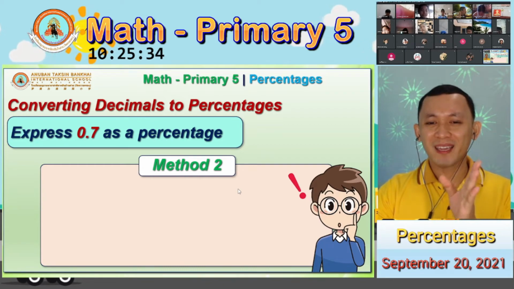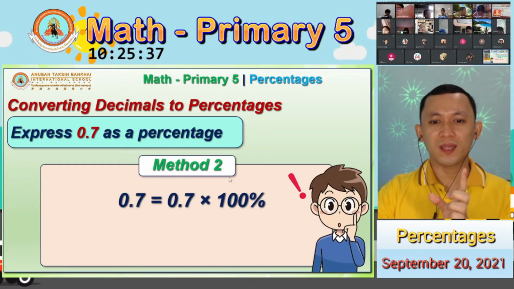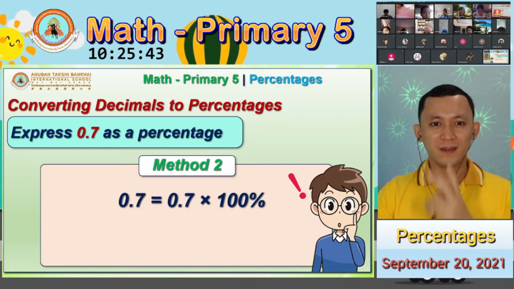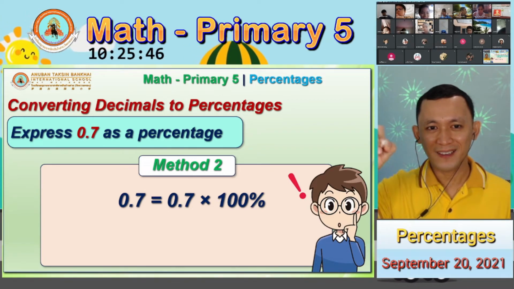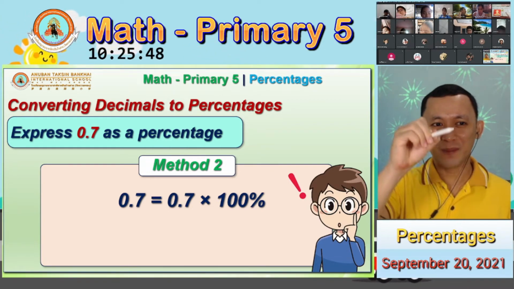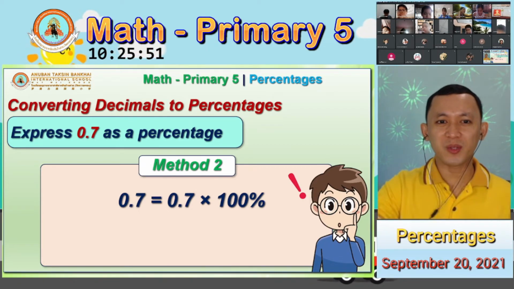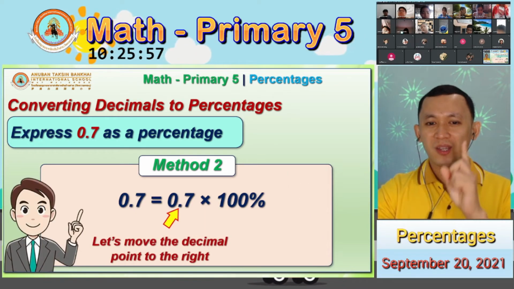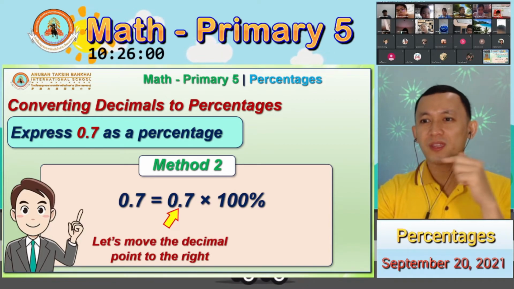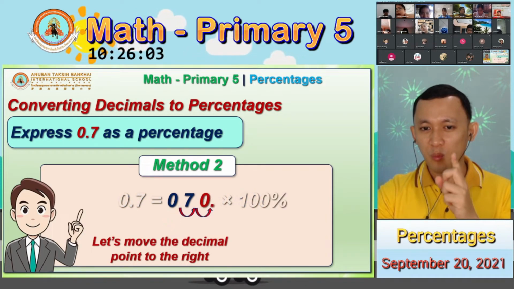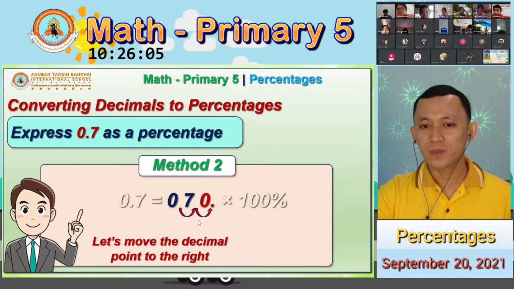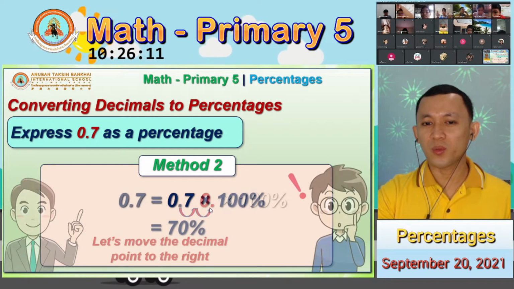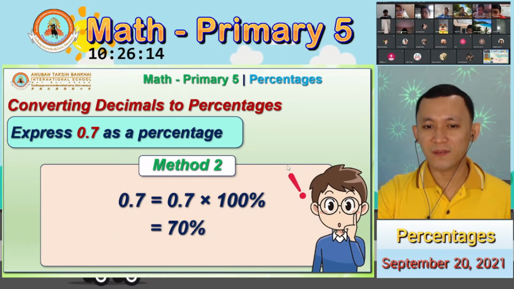Okay. So again, can we use method 2? Yes, the same. We can use multiplication. How many zeros do we have here? In 100 we have 2 zeros. So we can move our decimal point to the right by 2 places, so we add a 0. Therefore we have the same, 70%.